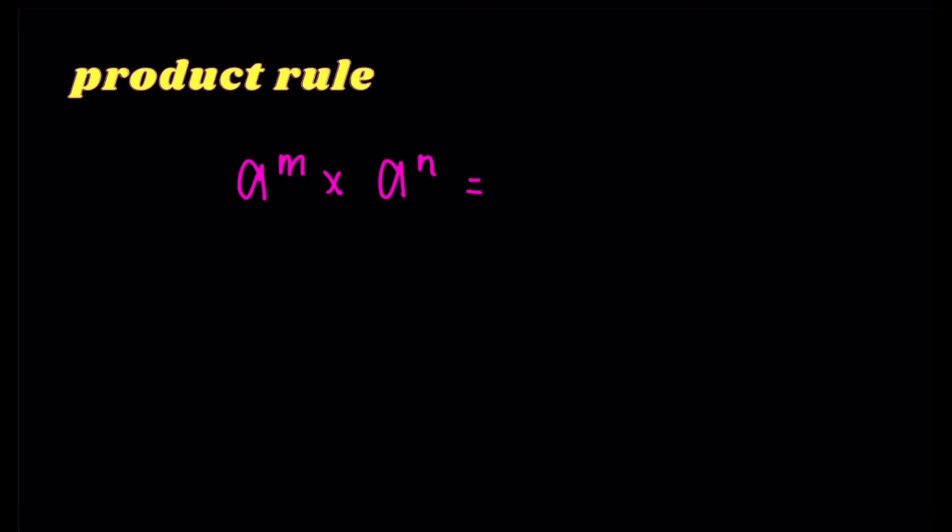In the product rule, we have 2 variables which are the same, as in like terms, that are to 2 different exponents. We have a to the m times a to the n. Because we have 2 variables that are the same, we only need to worry about the exponents, which are m and n. The product rule states that we can simply take our base, which is a, and add together our exponents.